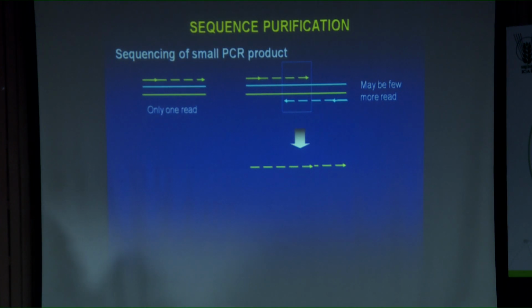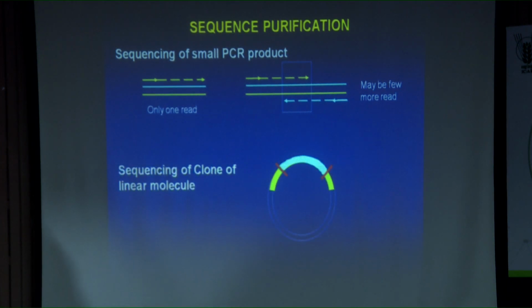Next, you may also clone this gene in a vector, and in that case you can use the vector primer to do the sequencing. Because if you use a gene-specific primer, then you may not get the sequence of the ends, because the primer sequence will never come in the sequence. So, when you clone them in a vector, you will get the entire gene sequence, because you are using a vector primer.